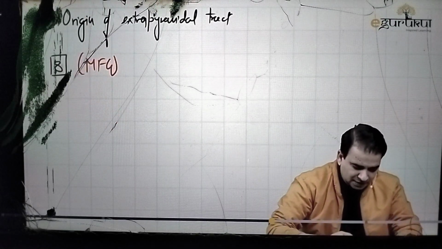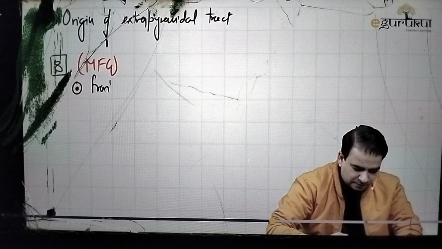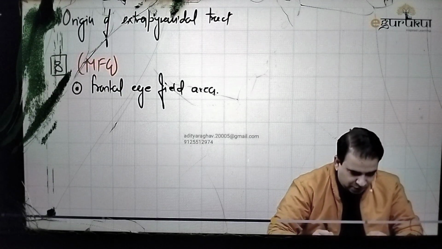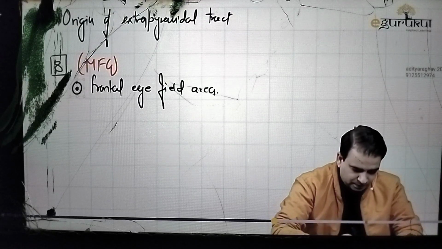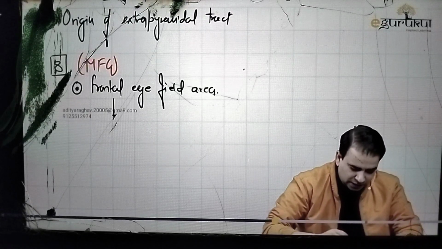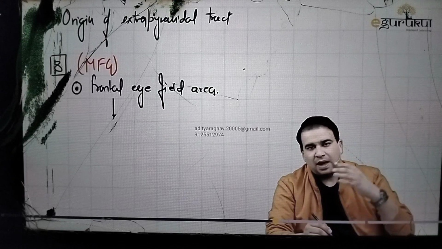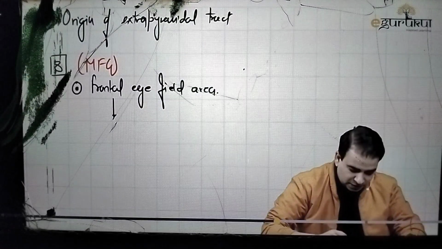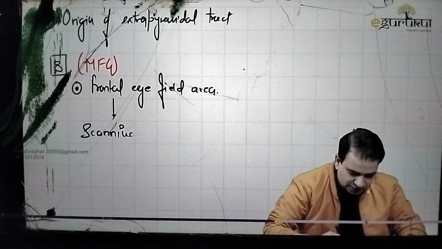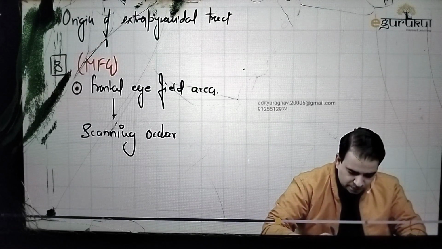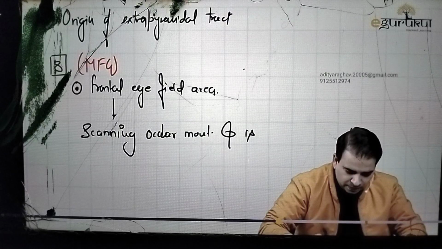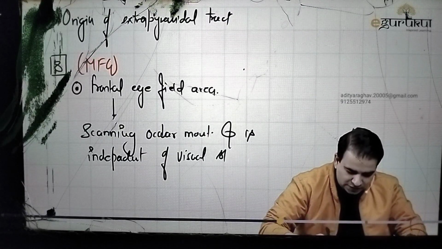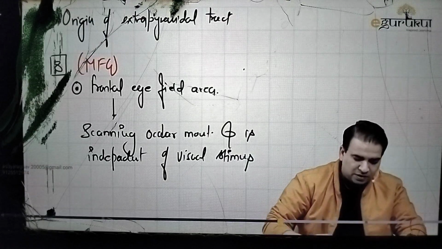This area is called the frontal eye field area. Please note, this frontal eye field area is for the scanning ocular movement, and it is independent of the visual stimulus. It is for the scanning movement of the eyeball, but independent of visual stimulus. Remember that. There is no visual stimulus required for this frontal eye field area.